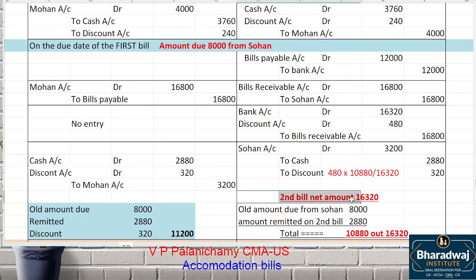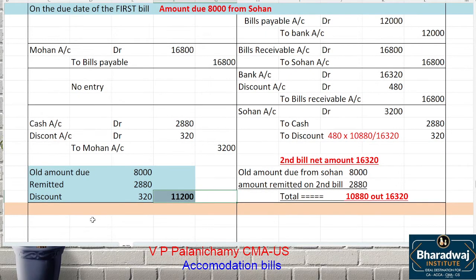So the second bill's net amount is 16,320. The old amount due plus the second bill's due amount is 10,880 out of 16,320. For 480, how much? 320 proportionately you have to bear. So there is already an old amount due, plus remitted 2,880, plus discounting charges 320. Total 11,200 is due after the second bill.